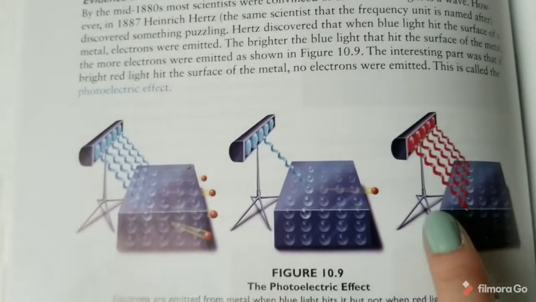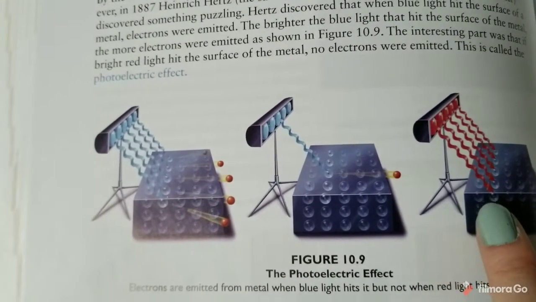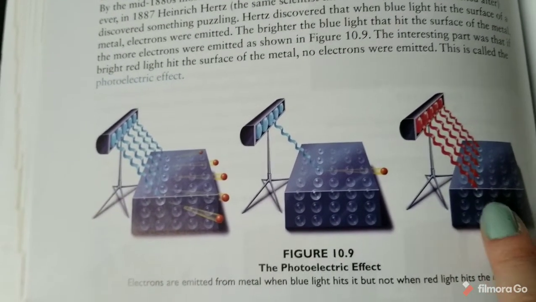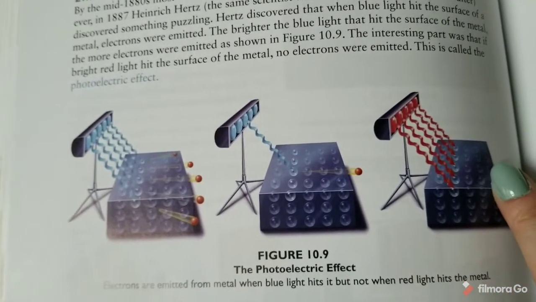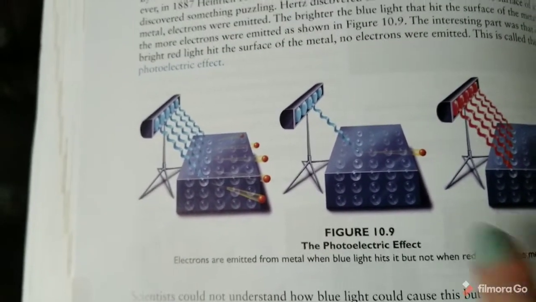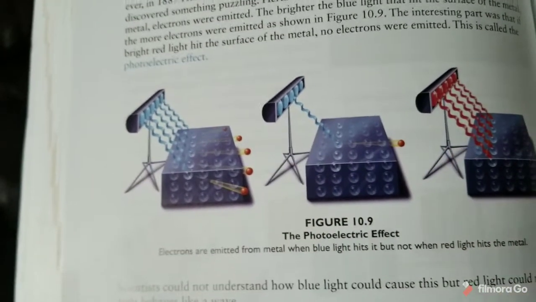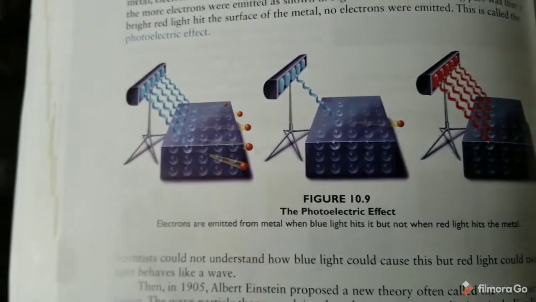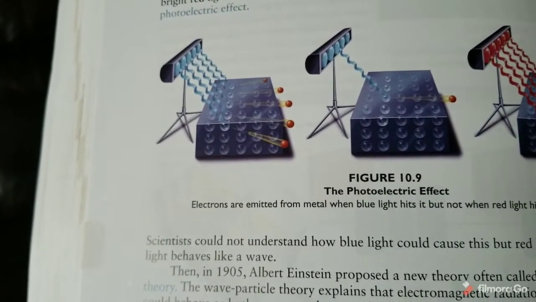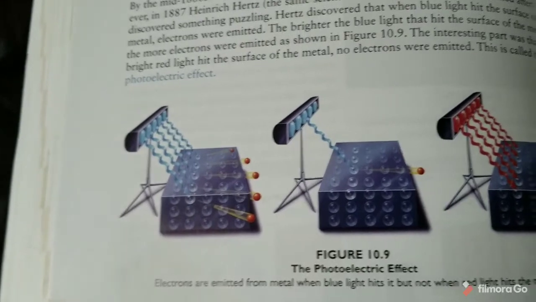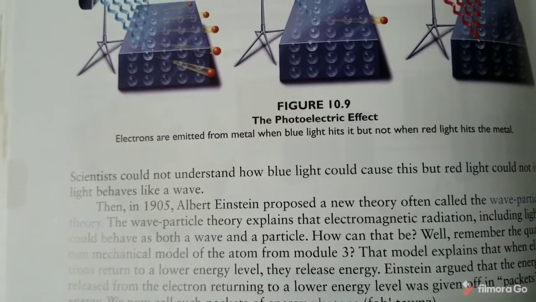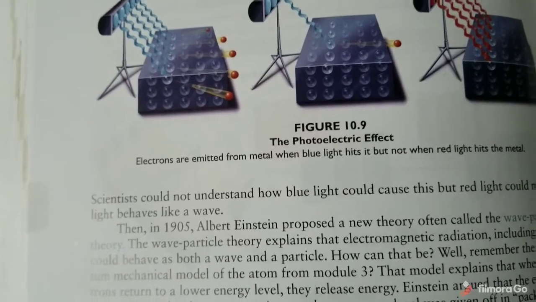And then the interesting part was that if bright red light hit the surface of the metal, no electrons were emitted, none. This is called the photoelectric effect. So this is metal, these are different colors of light, and they're measuring the amount of little packets of electrons coming off of them, okay? So they couldn't understand it. And so they're like, we've proven something we don't get.